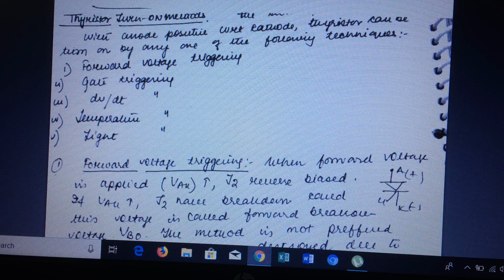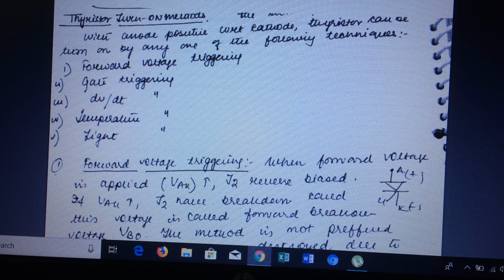So let's move on to the topic thyristor turn on methods. This note is already uploaded in your LMS portal, so just go through the notes when you listen to this video. Now these turn on methods of thyristor are mainly related to the forward conduction mode of thyristor.